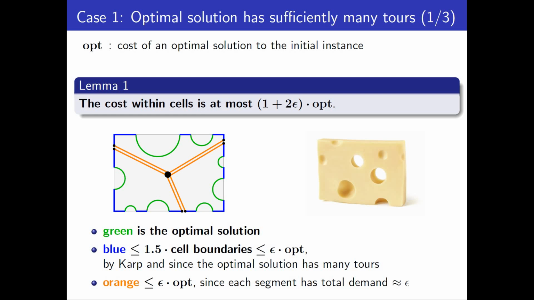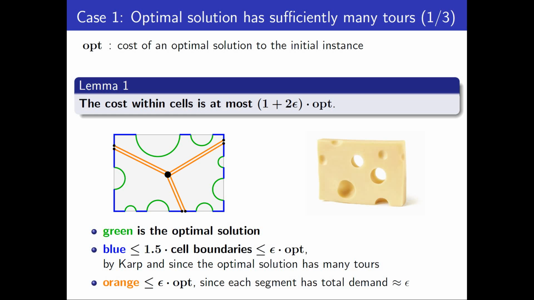Let opt denote the cost of an optimal solution to the initial instance. We show in Lemma 1 that the cost of our solution within cells is at most 1 plus 2 epsilon times opt. To prove Lemma 1, consider any cell. The green curves are the optimal solution within the cell. We include the blue part of the boundary of the cell to make the green curves connected. So we obtain a TSP tour visiting all terminals in the cell.